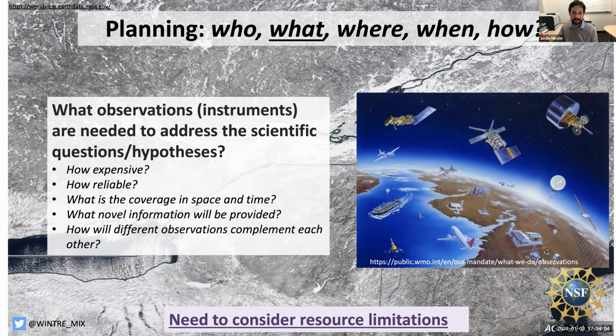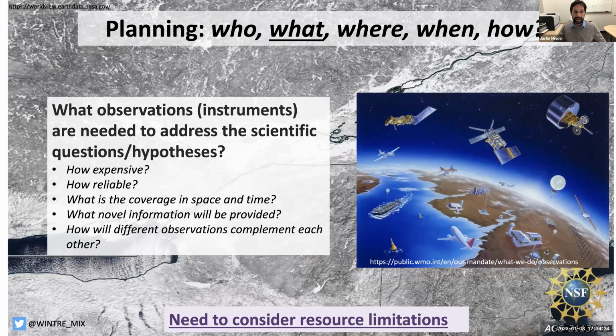Some instruments can be very finicky. Maybe they're based on new technology that only works sometimes. So you want to make sure that you don't hinge your whole project on an observation that only has a 50% chance of working. What's the coverage of your instrumentation in space and time? So you want to make sure that that's well matched to the space and time scales of the phenomenon you're trying to study.